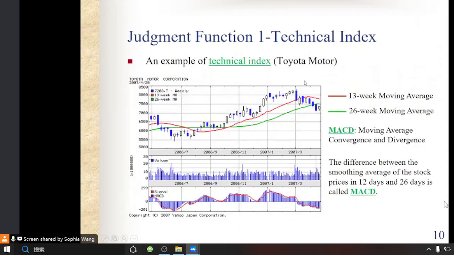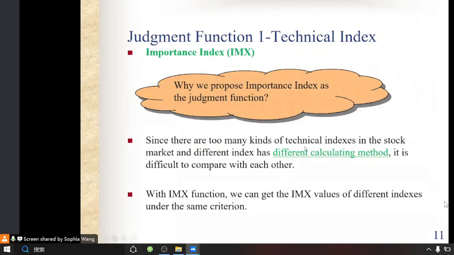And we also use the MACD as judgment node information. We can also get the judgment information from the MACD. And we find that since there are too many kinds of technical indexes in the stock market and each index has a different calculating method, it's difficult to compare them with each other. So that's why we proposed the IMX importance index, which is used for putting different calculation methods into the same model. That would be very fair.